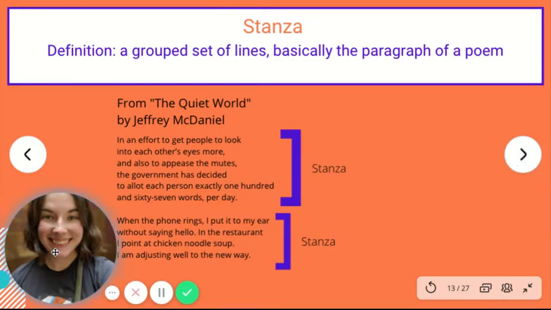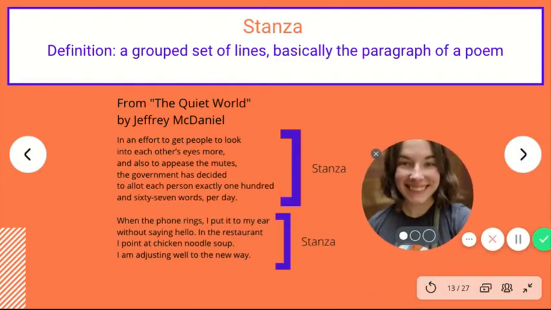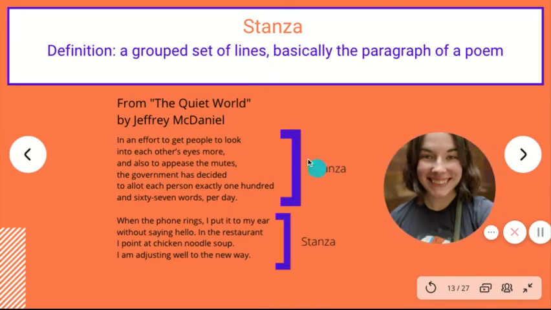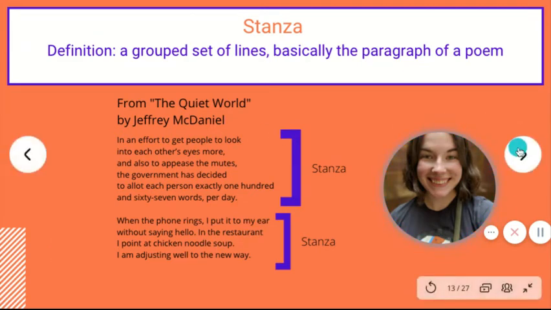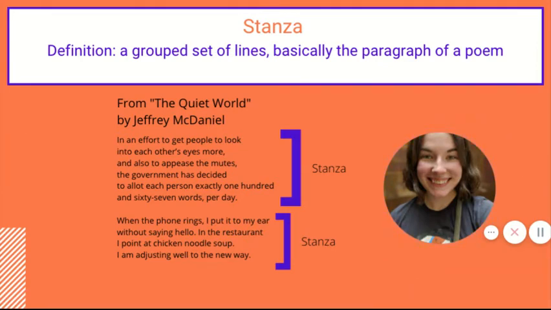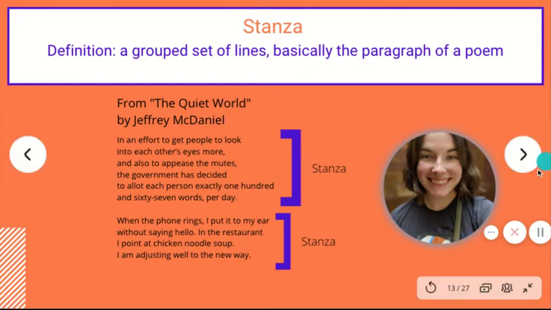A stanza, I want you to think of a stanza as basically the paragraph of a poem, okay? It's a grouped set of lines. So these first 1, 2, 3, 4, 5, 6, these first 6 lines of text are one stanza, and the following 4 lines of text are also a stanza. So again, think of it as the paragraph of a poem, okay? All those lines grouped together because they're talking about a single idea or concept.